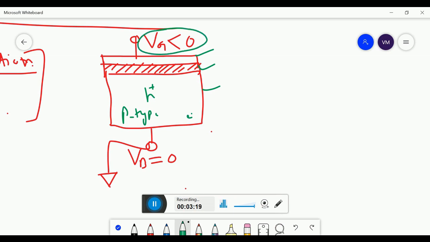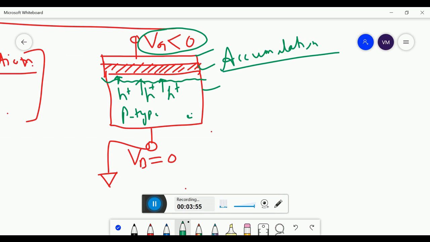When you apply a negative voltage, that negative voltage will try to attract all the majority charge carriers, which are holes, towards the surface. All the holes accumulate at the surface. That's why this mode is known as accumulation mode, because all the holes appear at the surface.